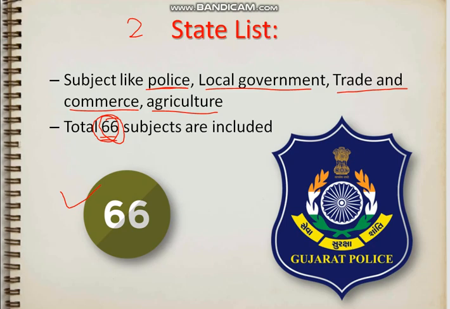Now why is it so? Remember the pyramid we had already seen. In that, the list which was at the top was the union list. So the union list has more subjects in comparison to the state list. So in total 66 subjects are there on which the state can formulate laws, and they are applicable in that particular state only.